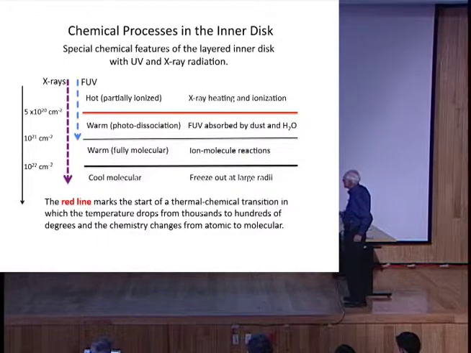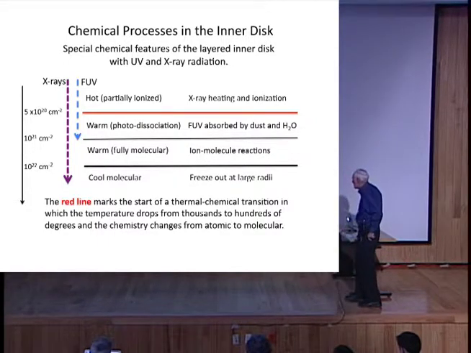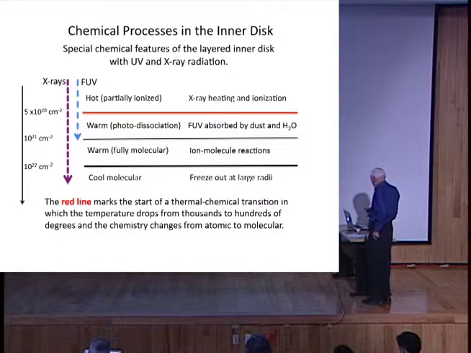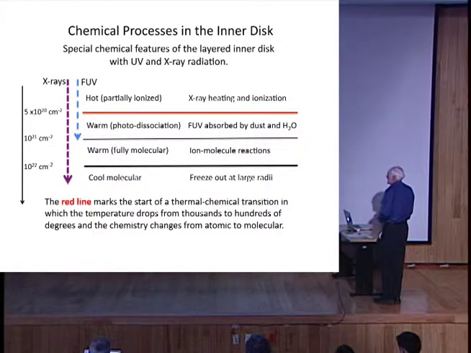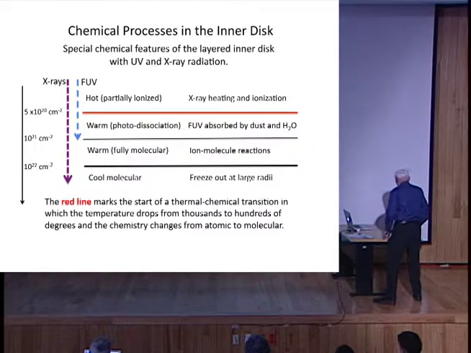And then you get to this fully molecular region where you still have warm, observable molecules, and here ion molecules or ion radicals. Well, radicals are molecules, so that's okay. Ion molecule reactions are important. And then at large radii, you can have freeze out. And as I'll show you in a minute, this is the region where you have your very large temperature changes.